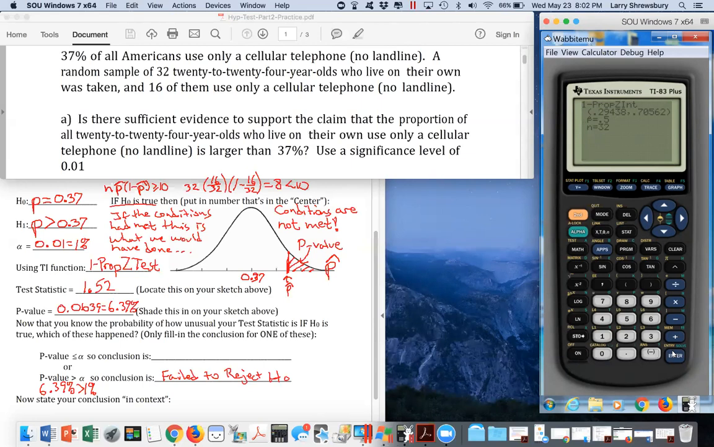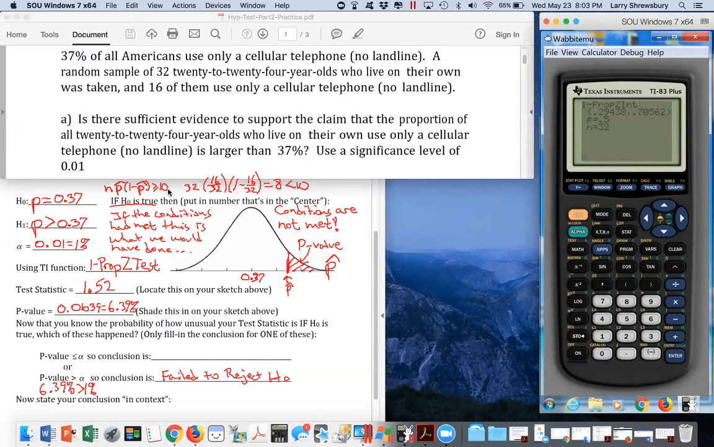So we're 98% confident that our population proportion of all 20 to 24-year-olds living on their own, who use only a cellular telephone, no landline, is somewhere between 29.438% and 70.562%. I want you to think long and hard about the width of this interval. Is that a pretty wide interval? It's outrageously wide.